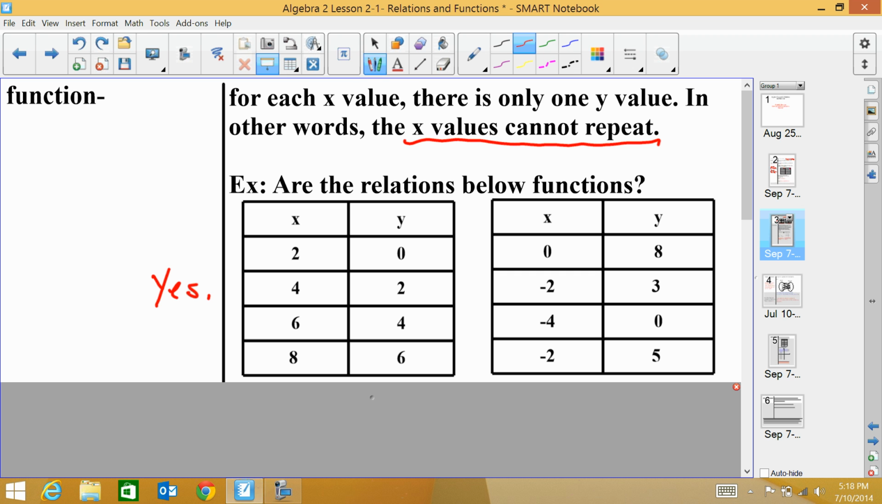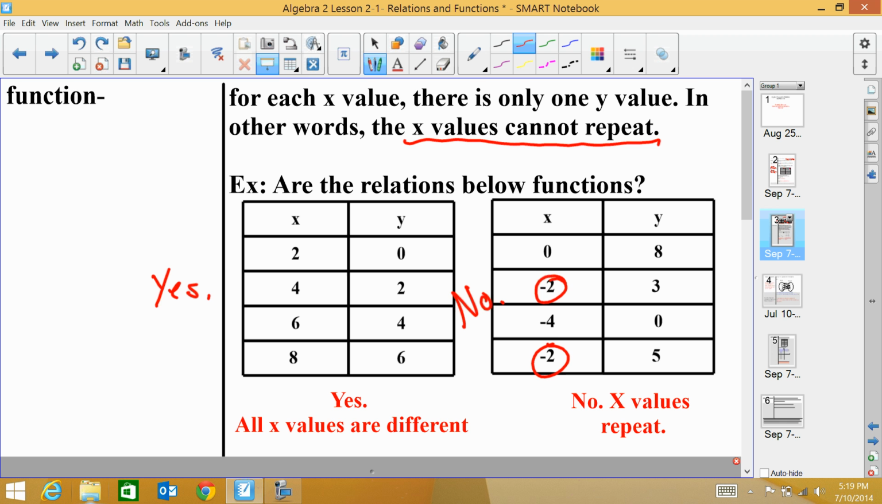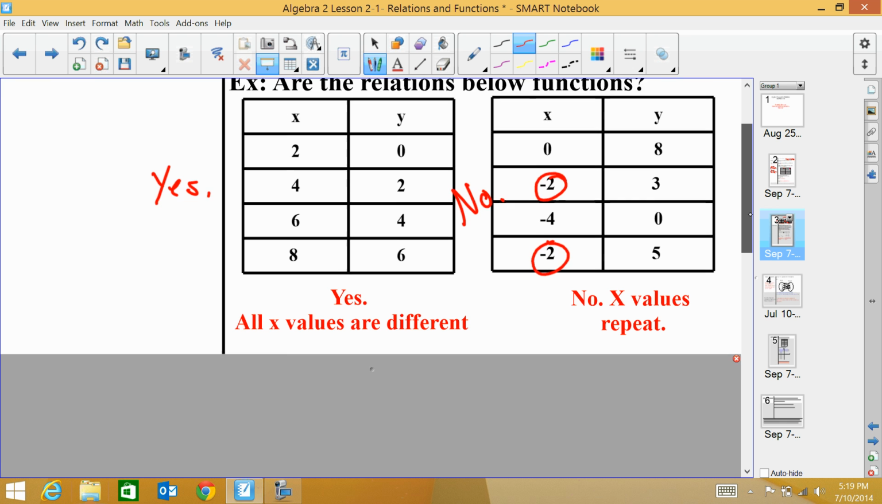Okay, on the second one, I have (0, 8), (-2, 3), (-4, 0), and (-2, 5). So in this one, you'll notice that the -2's repeat. So if I plug -2 into my machine and it works in the equation, then I get two numbers that come out. That doesn't really make sense. So this one is not a function. And again, here are the explanations for those.